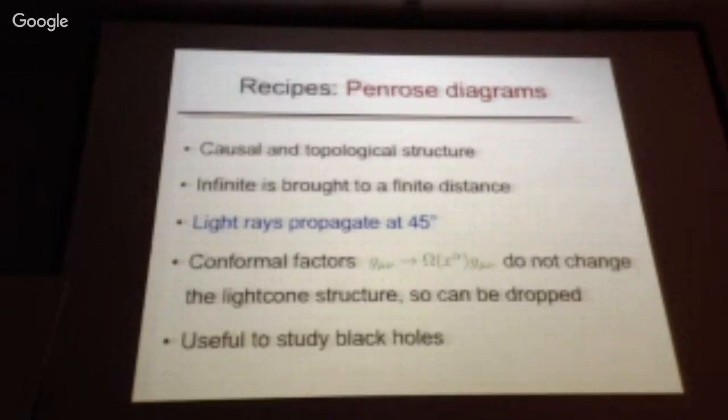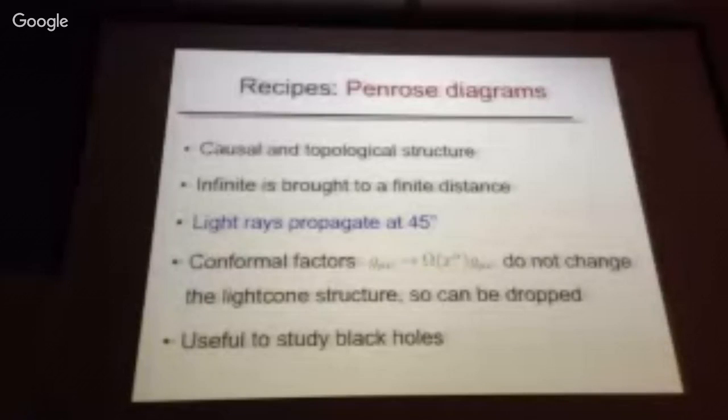The good thing is that these solutions, for example flat space, are infinite. However, in this Penrose diagram, I can bring infinity to a finite coordinate, so we can see it in a compact way. We don't need an infinite piece of paper. An important thing is that light, photons, always travel along lines of 45 degrees, or minus 45 degrees.